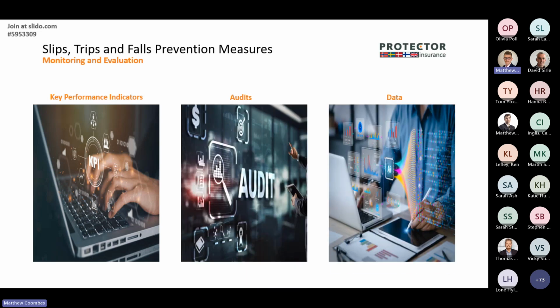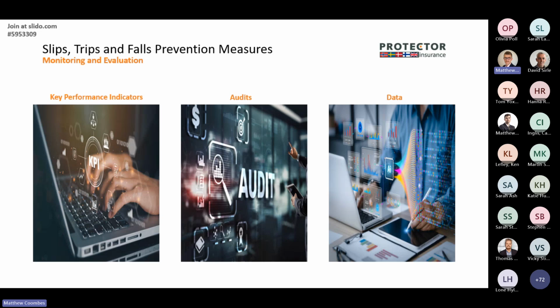Okay, so implementing safety measures is only the first step, and ongoing monitoring and evaluation are important to ensure measures are effective and that any new risks are identified and addressed promptly. So establishing performance indicators is part of this process. These might include the number of slips, trips and falls incidents reported, the frequency of safety audits or employee participation in safety training programs.